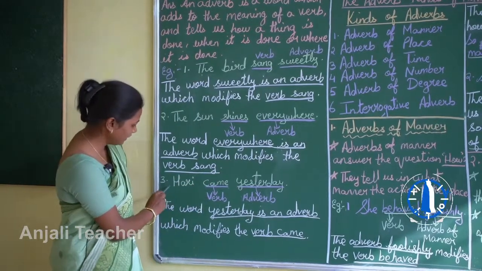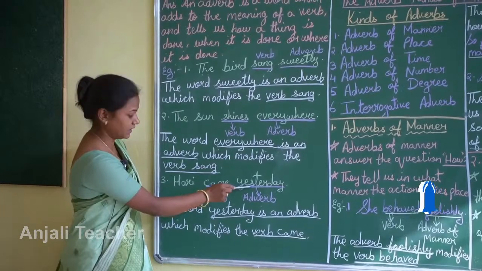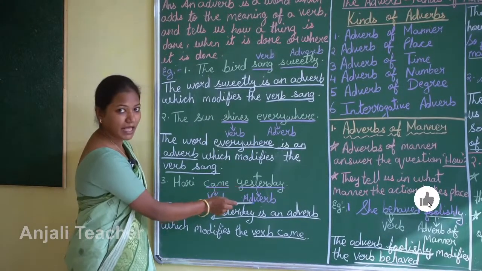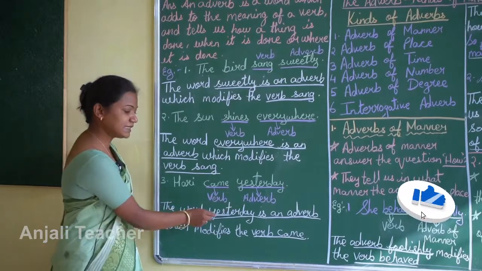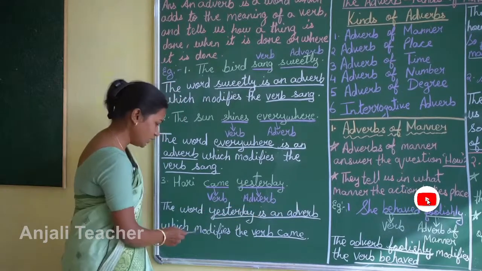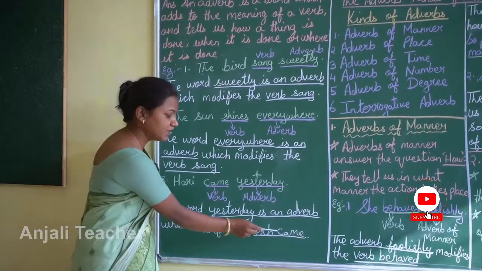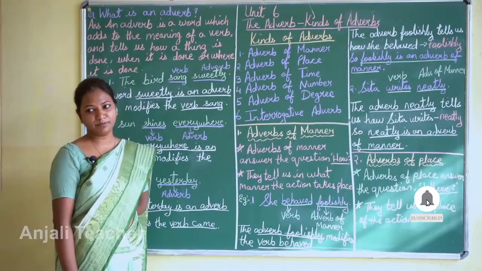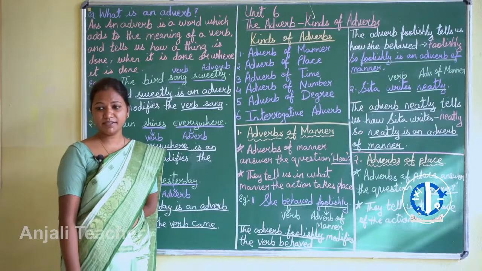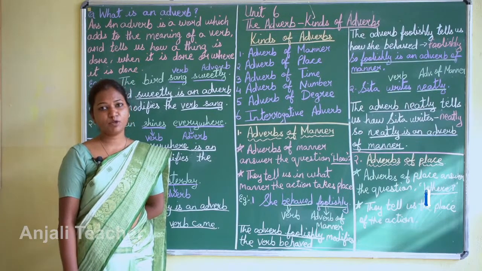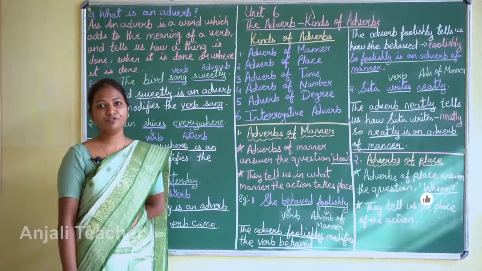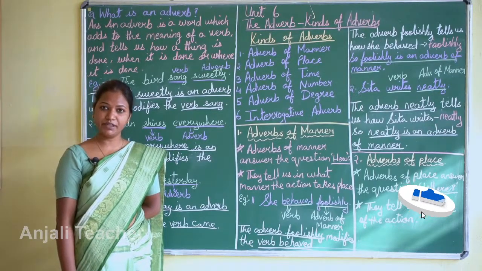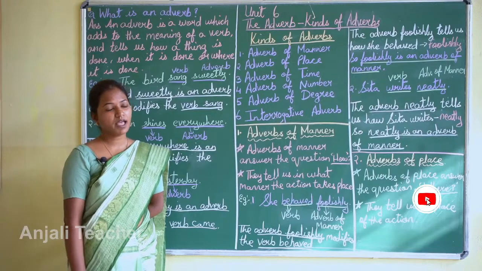Now see the third one: Harry came yesterday. Here came is the verb, yesterday is the adverb. The word yesterday is an adverb which modifies the verb came. Now kinds of adverb. There are 6 kinds: adverb of manner, adverb of place, adverb of time, adverb of number, adverb of degree and interrogative adverb.